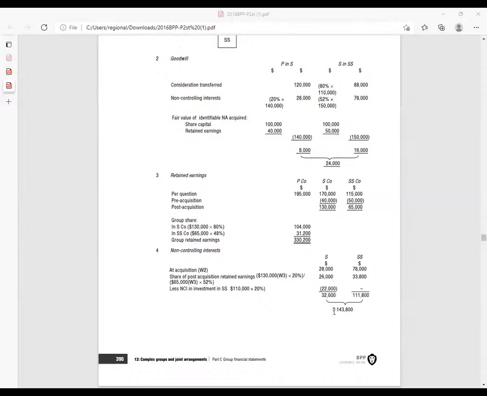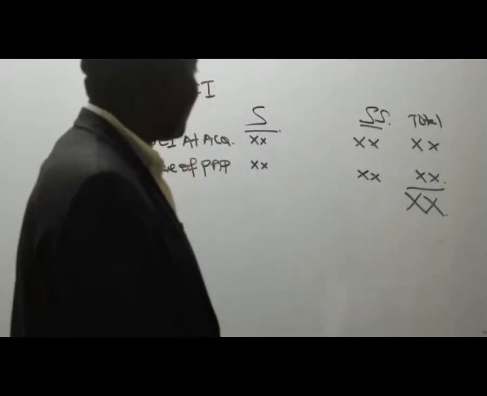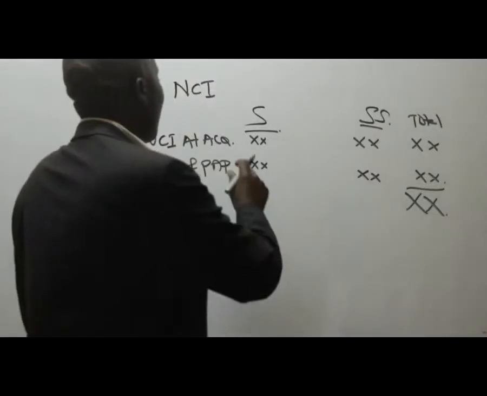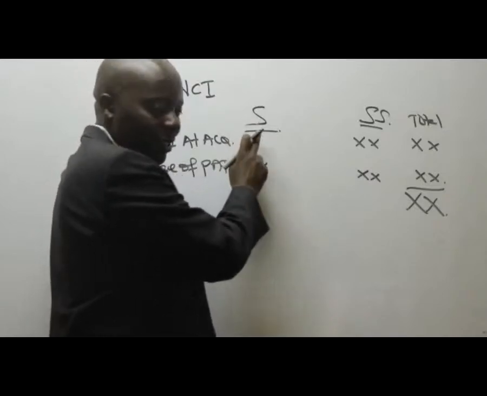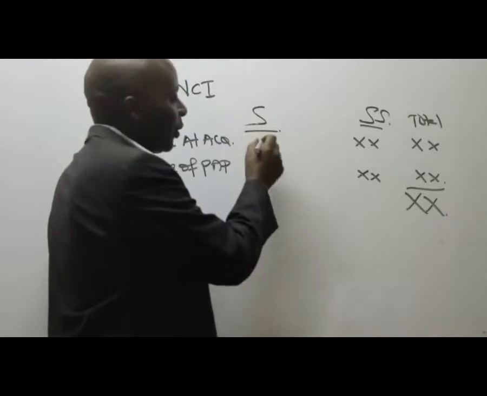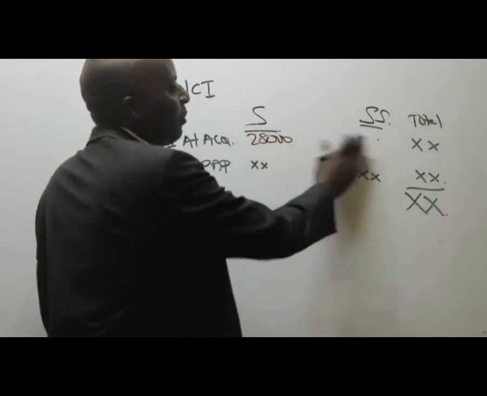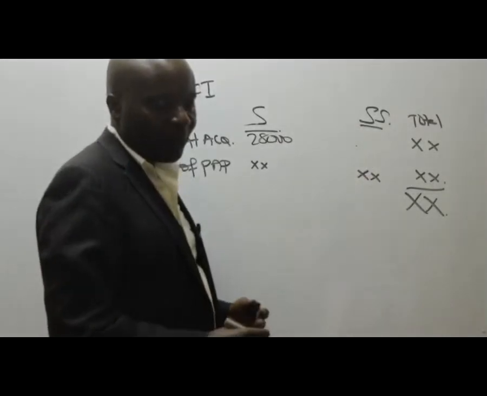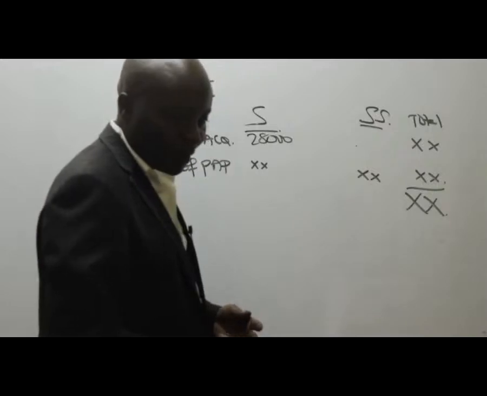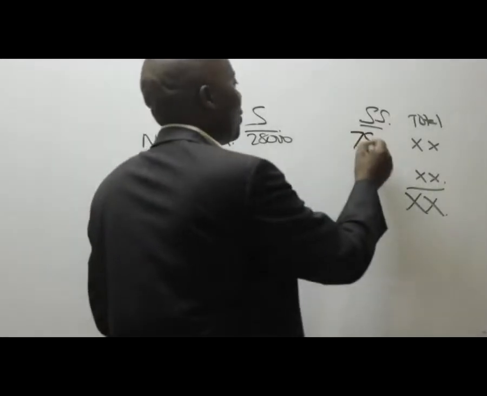Now, ladies and gentlemen, let's do this together. The NCI that we used in computing our goodwill, NCI at S was how much? Somebody please talk to me. The NCI we used was 28,000. Thank you very much. How about this one here? The NCI we used to find the goodwill of SS was how much? 78,000, right? Thank you very much.